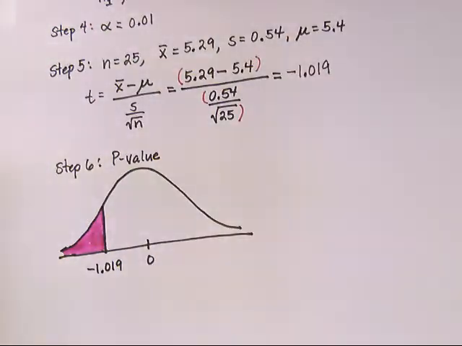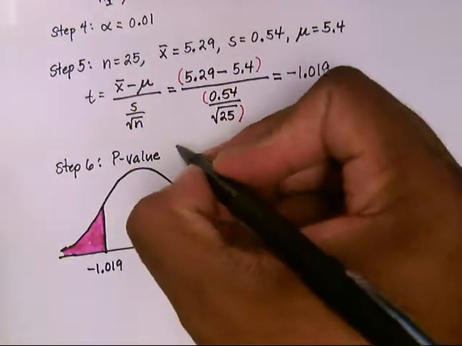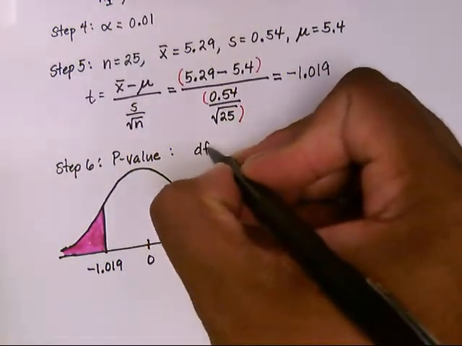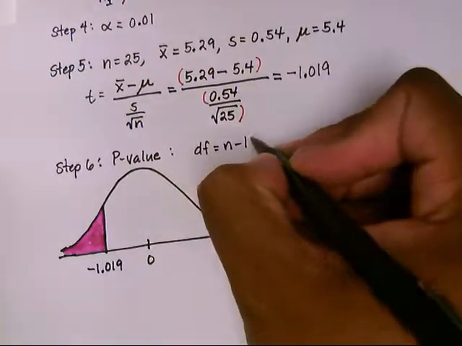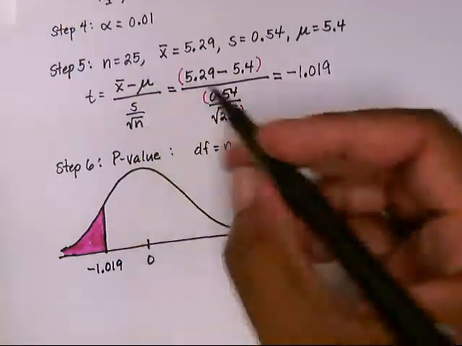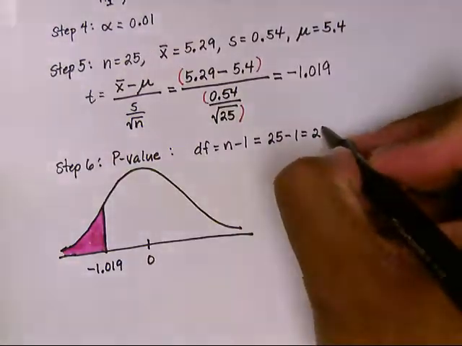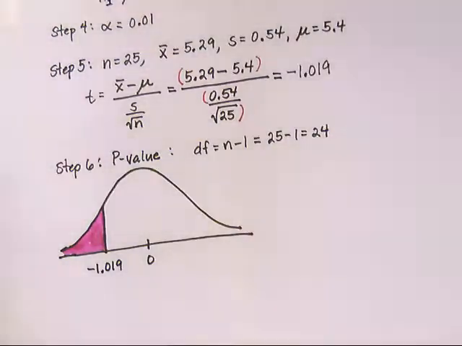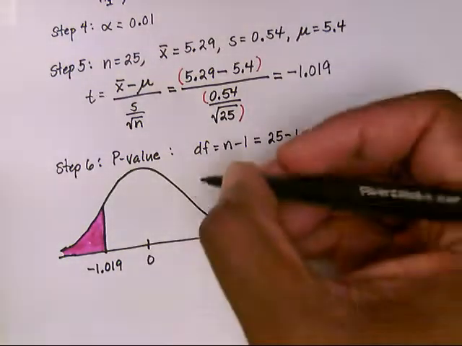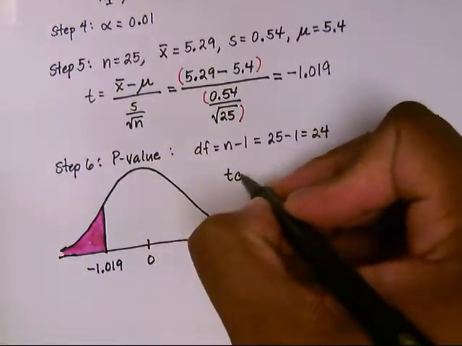That's going to be my p-value that I'm trying to find. I have 2 things I need to find. My degrees of freedom, which is n minus 1. The sample size is 25, so if I do 25 minus 1, that's going to give me 24. Now, when we're testing a claim about a mean, we're going to do the TCDF command.